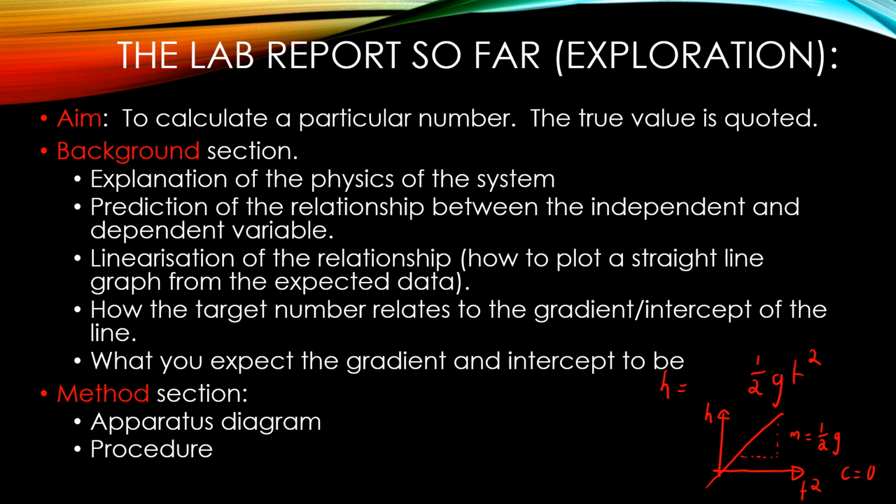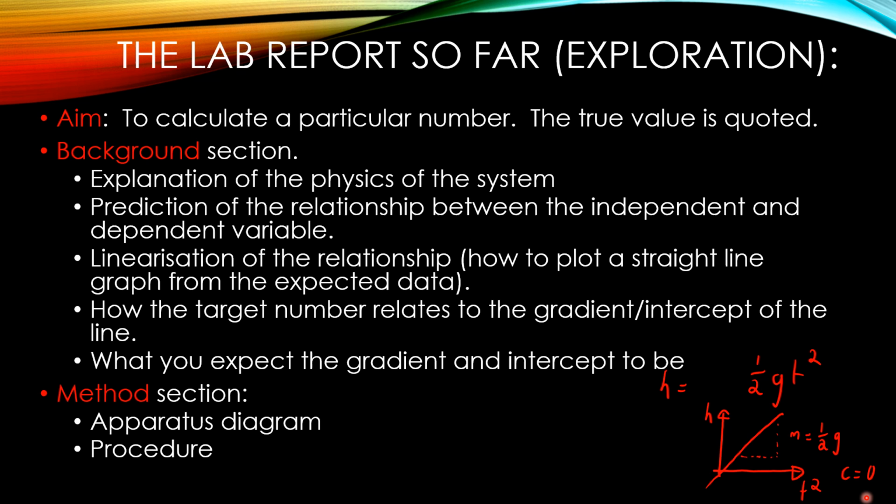So we've discussed the relationship between the independent and dependent variable, that's the equation. How you linearize that, so what you plot against what to get a straight line. How the target number relates to the gradient or intercept. In this case, the gradient is going to be a half of g, and what you expect the other things to be, so we expected the intercept to be 0. This is in effect your hypothesis, what you're going to be testing with the experiment.